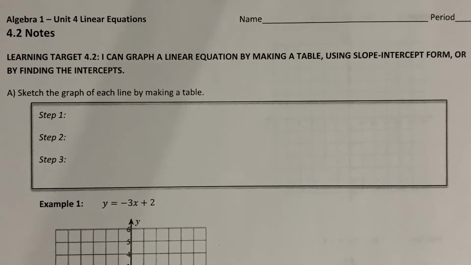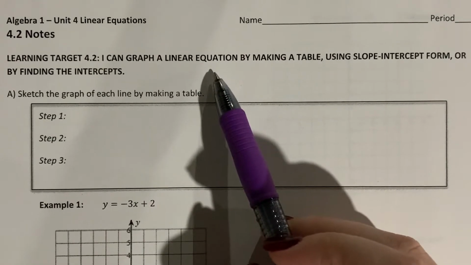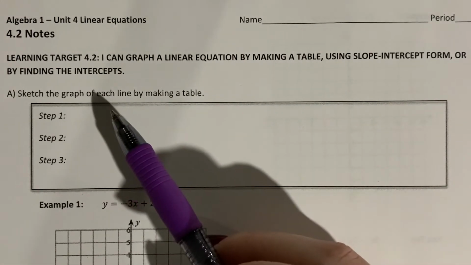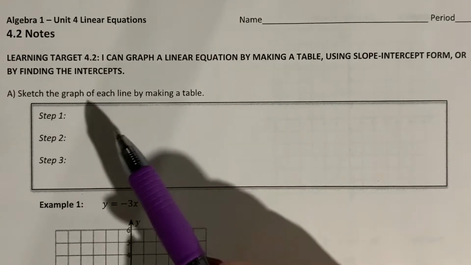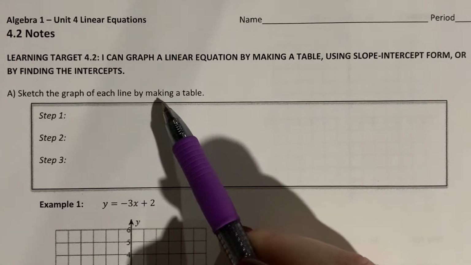Hello, we're going to take a look at Learning Target 4.2. I can graph a linear equation by making a table, using slope-intercept form, or by finding the intercepts. And in this video, we're just going to look at part A. So we're sketching the graph of each line by making a table.